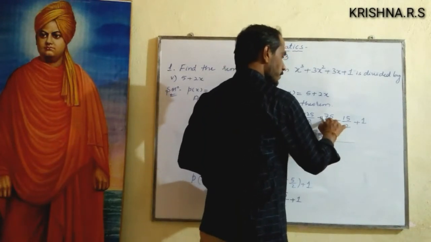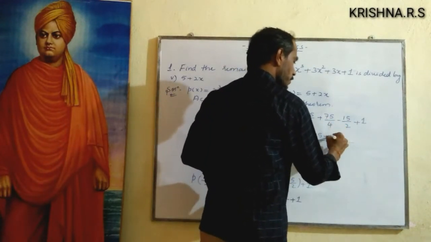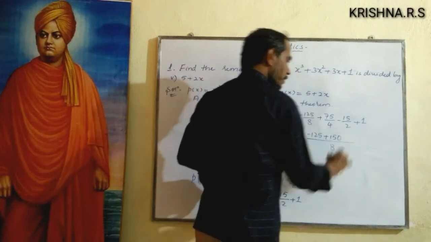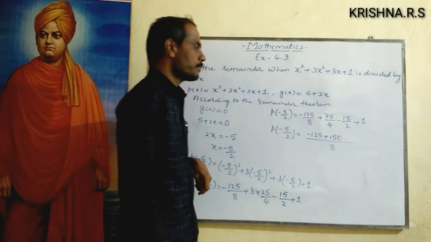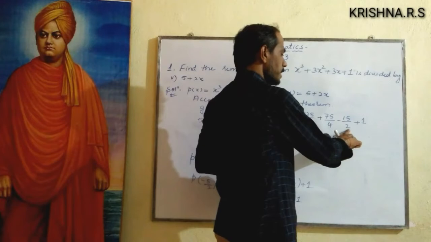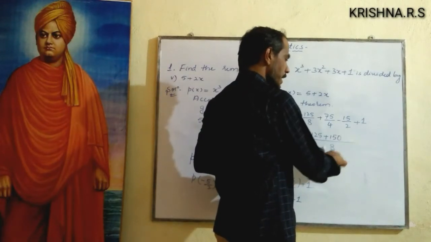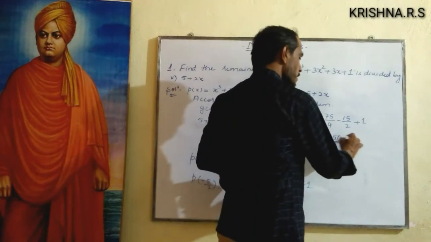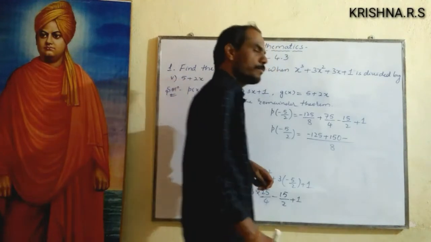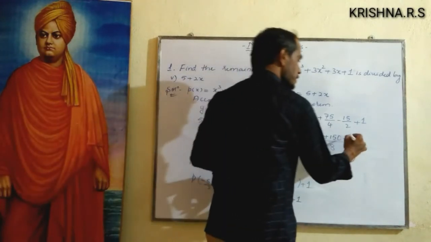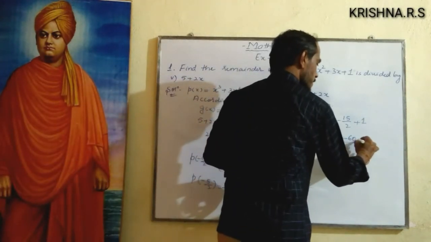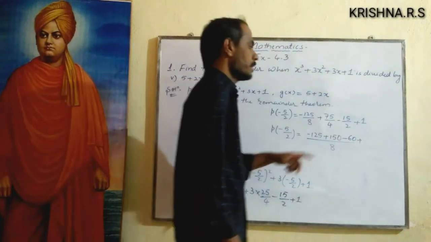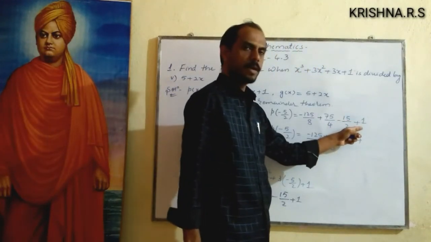Okay, 75 twos are 150. And next, the denominator 2: how much to make 8? 2 fours are 8, so the numerator is multiplied by 4. 15 fours are 60. Plus, okay, nothing is there, the denominator 1 is there.